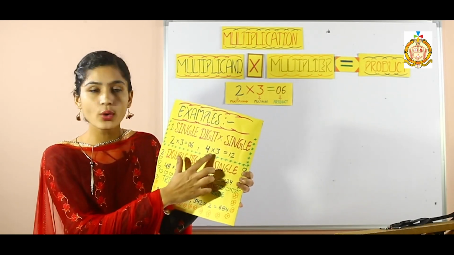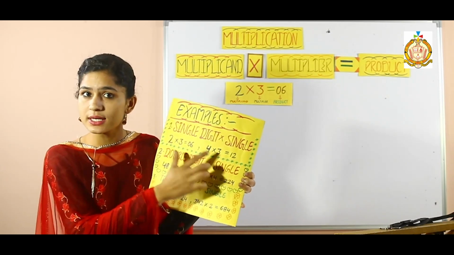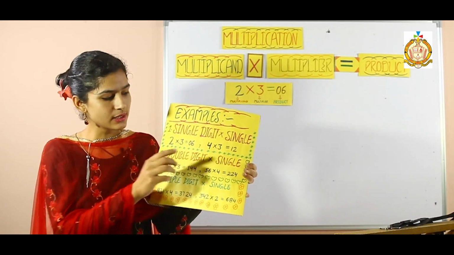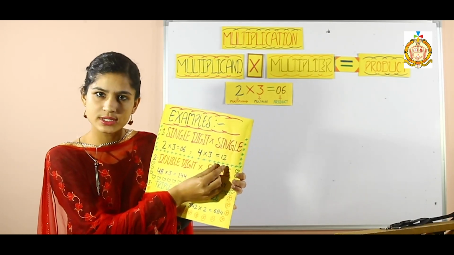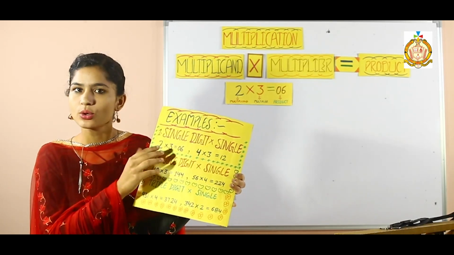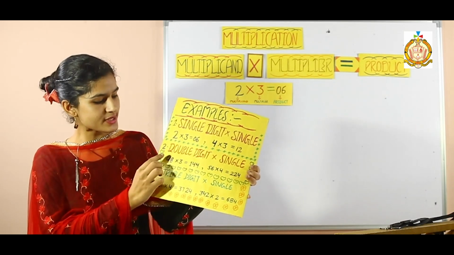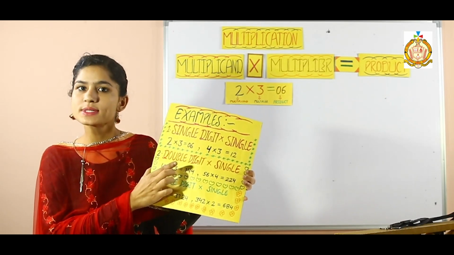Now look here. 4 into 3, single digit into single digit. Now 4 into 3 is 12. So the answer is already 2 digits, and there is no need to keep 0 in front of the 12. The second part is double digit into single digit.